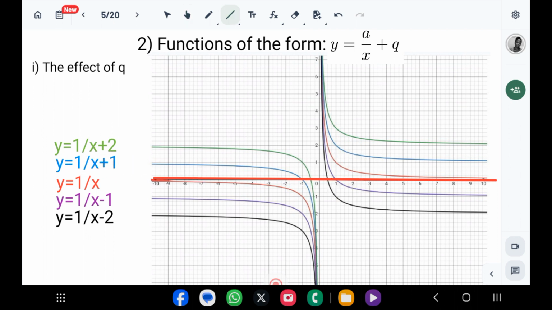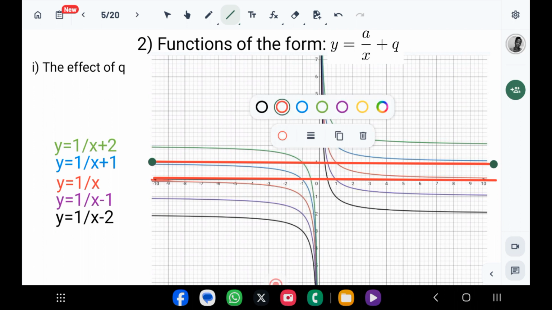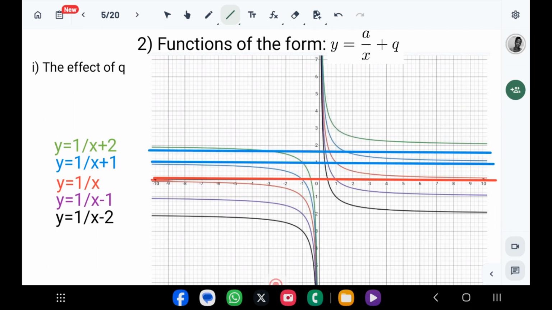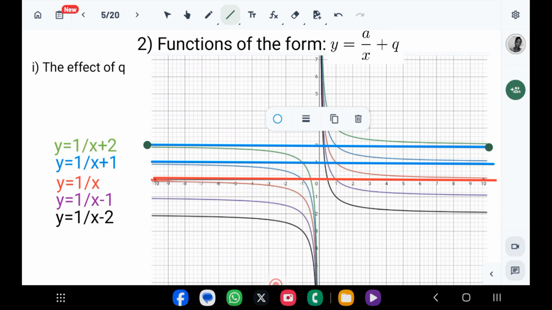Now let's draw the graphs. Let's draw the lines of reference so you can see what we are talking about. Let's make this one blue so it matches the blue graph. There. That's 1 unit up. It's on y equals 1. And the other one, the green one, is on y equals 2. That's how it has been shifted.